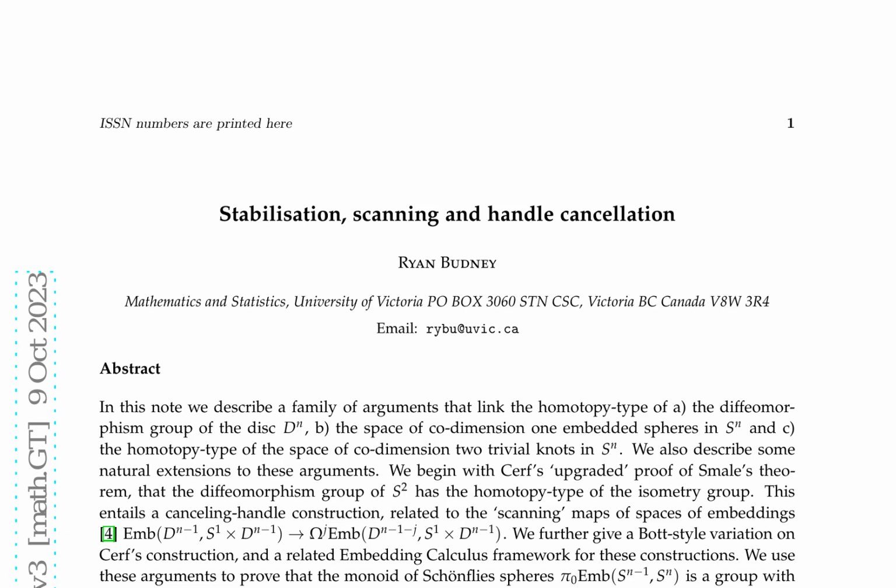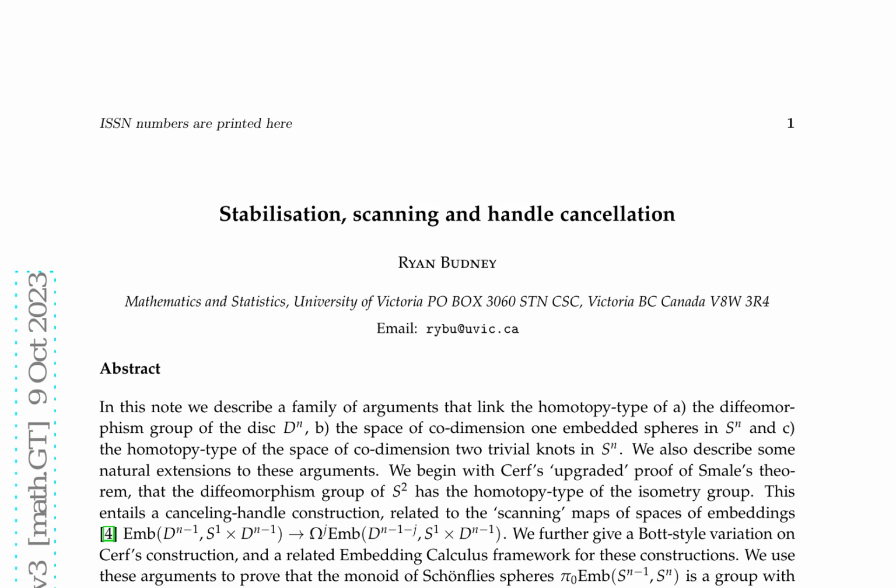In the context of differential geometry and topological spaces, scanning maps play a crucial role in understanding the homotopy groups of embedding spaces. Despite their importance, little is known about the homotopy groups π_1 Emb(D^2, D^4) and π_1 Emb(D^3, D^5), which are essential for understanding the homotopy groups of the space of embeddings Emb(D^n, D^{n+2}).